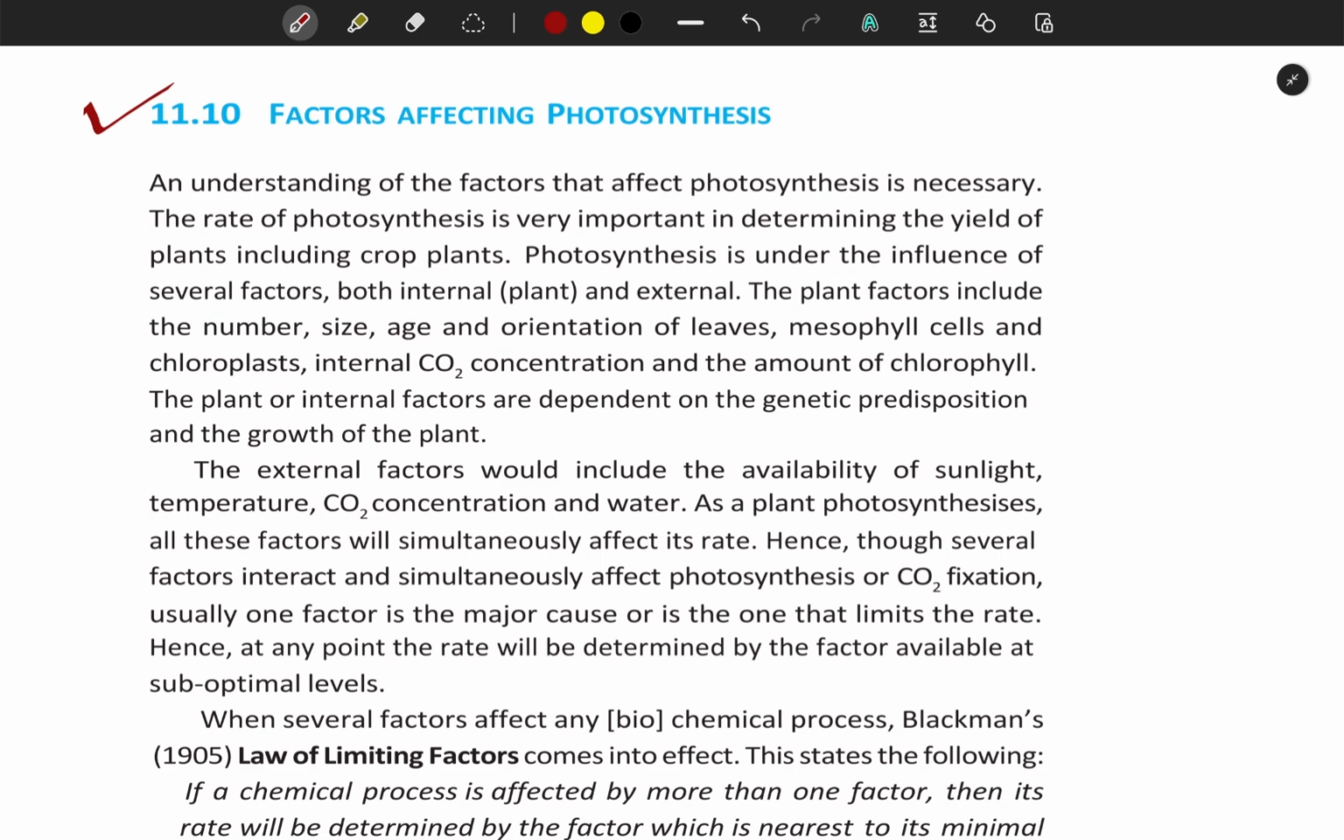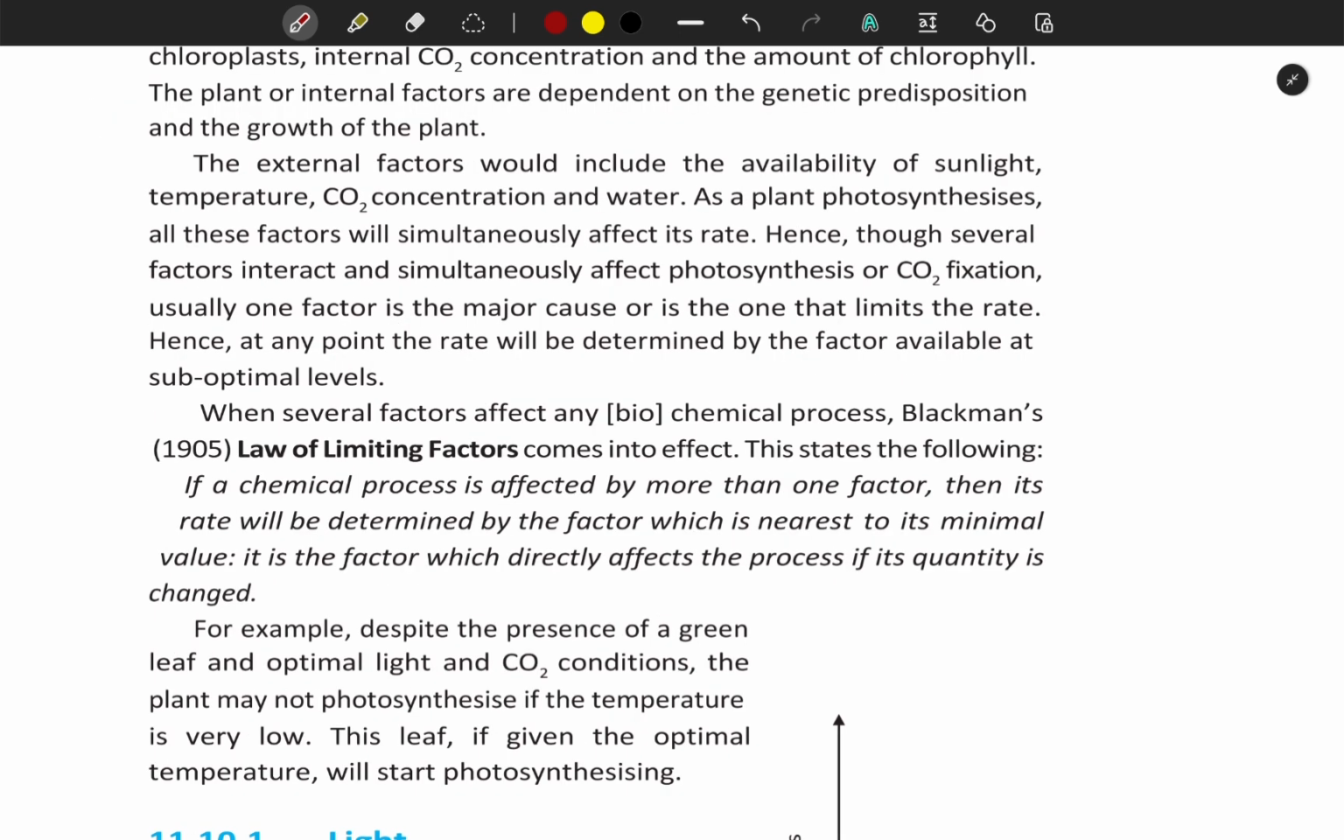As a plant photosynthesizes, all these factors will simultaneously affect its rate. Hence, though several factors interact and simultaneously affect photosynthesis or CO2 fixation, usually one factor is the major cause or is the one that limits the rate. Hence, at any point, the rate will be determined by the factor available at suboptimal levels. When several factors affect any biochemical process, Blackman's law of limiting factors (1905) comes into effect.